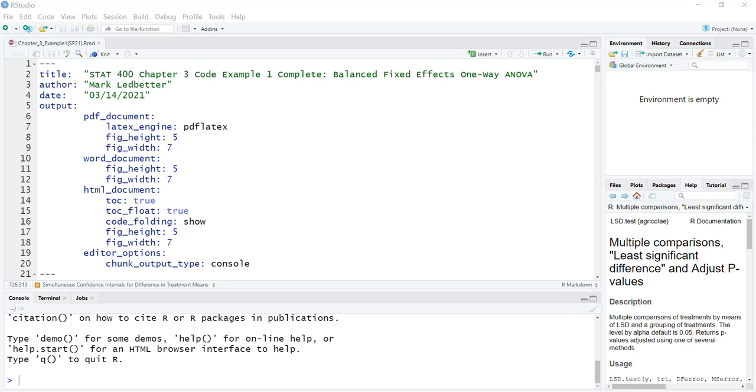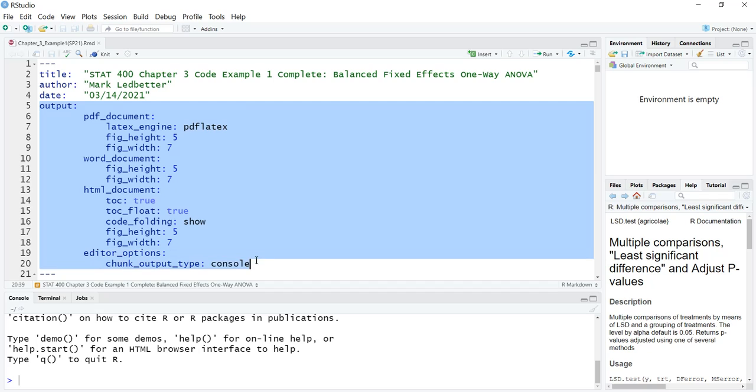Before we get started, I want to talk about this RMD file that I've posted for you. You will change the title when you do a problem, whether it's homework or a project. Obviously, you need to change the author to your name and the date to the date that you have completed the assignment. Then do not change anything in output, including down to here.